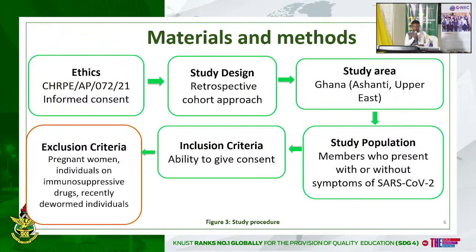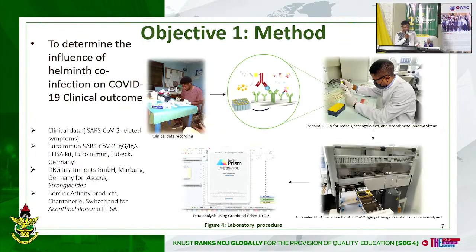We employed a retrospective cohort approach, utilizing samples from two major regions in Ghana, the Ashanti and the Upper East region. Members who presented with or without symptoms of SARS-CoV-2 were included. However, we excluded pregnant women, individuals on immunosuppressive drugs, or individuals who were recently dewormed, simply because these factors could potentially affect the immune response as a whole.